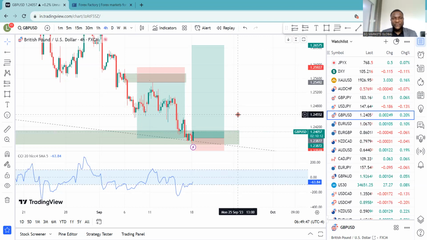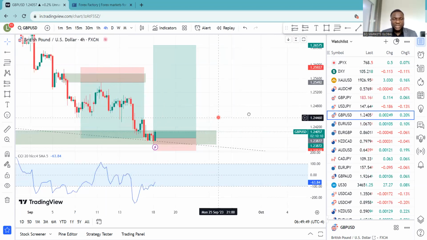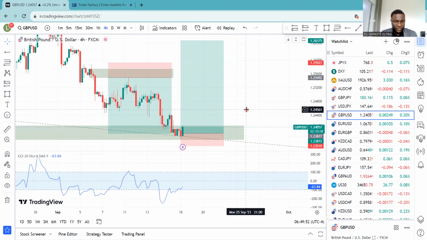But this trade is still very much valid, so you can jump in for a buy if you want to. And then, of course, this week we're going to be expecting more buys and a little bearish retracement.